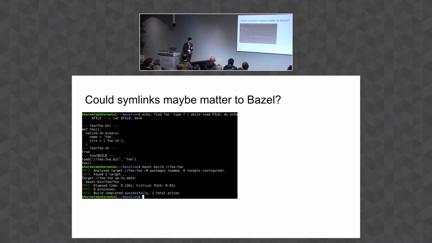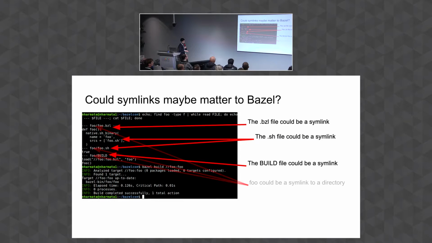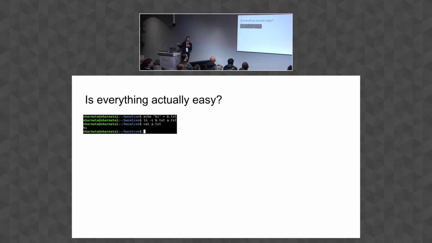could symlinks possibly matter? Well, for starters, the BUILD file itself could be a symlink. The .bzl file itself could be a symlink. The .sh source file could be a symlink. And actually, the foo directory could be a symlink. So everything is hard, maybe. Okay, so actually, is everything easy?